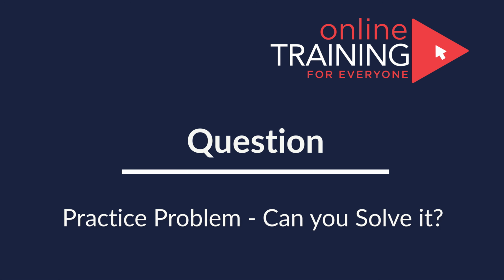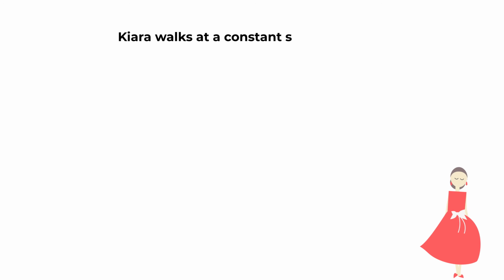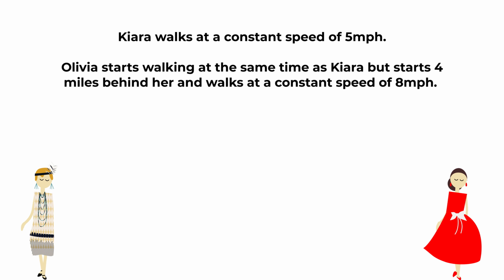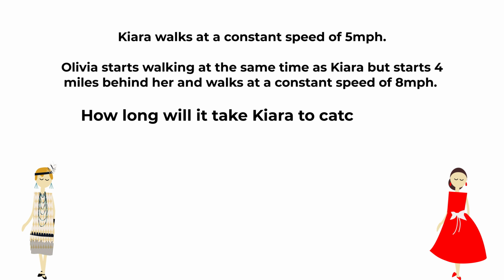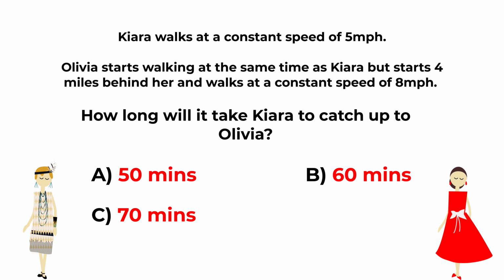Here's a practice question for you. Kiara walks at a constant speed of 5 miles per hour. Olivia starts walking at the same time as Kiara, but starts 4 miles behind her and walks at a constant speed of 8 miles per hour. How long will it take Olivia to catch up with Kiara? And you have 4 different choices. Choice A, 50 minutes. Choice B, 60 minutes. Choice C, 70 minutes. And choice D, 18 minutes.